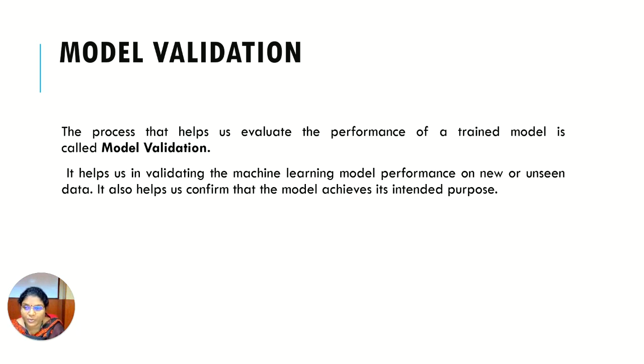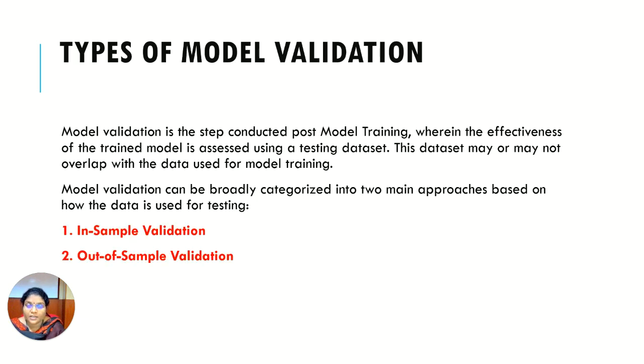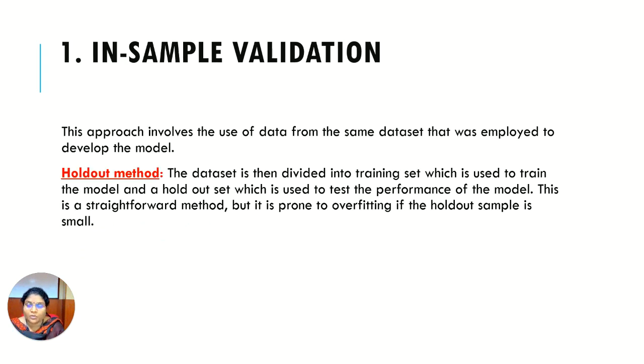So how are we going to validate our model, whether it is correct or not? There are n number of types used for evaluating the model. One is in sample validation, the other one is called out of sample validation. So the first one is in sample validation. This approach involves the usage of data from the same data set that was employed for developing that particular model, and one of the best in sample validation methods is the holdout method.